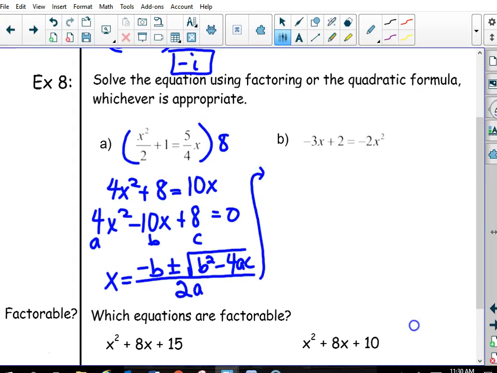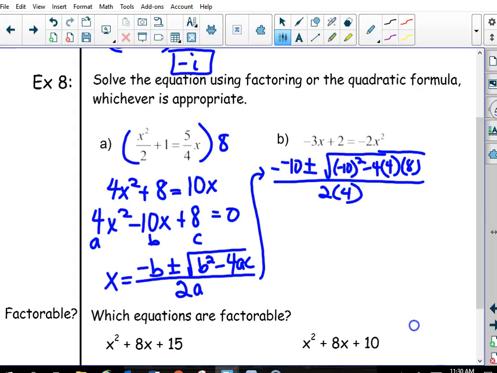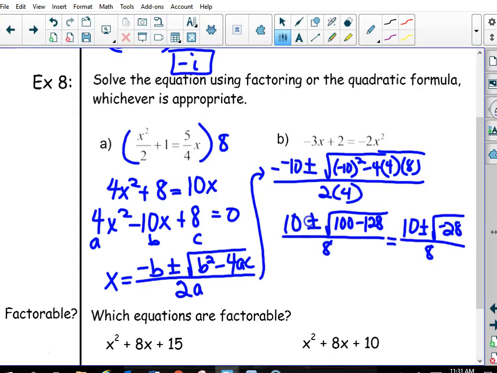And I'm going to take up the space for this one because I'm not going to do the right-hand side. I'm just going to point out to you that it's the same thing. So negative -10 plus or minus the square root of -10 squared minus 4 times 4 times 8 all over 2 times 4. So 10 plus or minus the square root of 100 minus 128, 16 times 8 is 128, all over 8. And that gives me 10 plus or minus the square root of -28 all over 8.